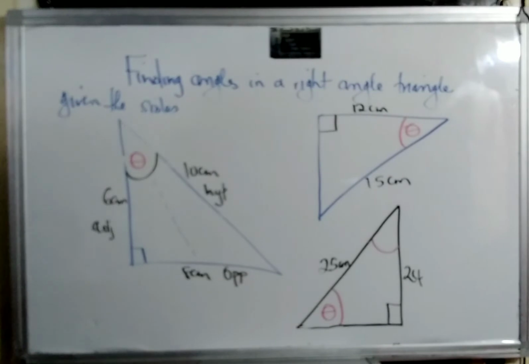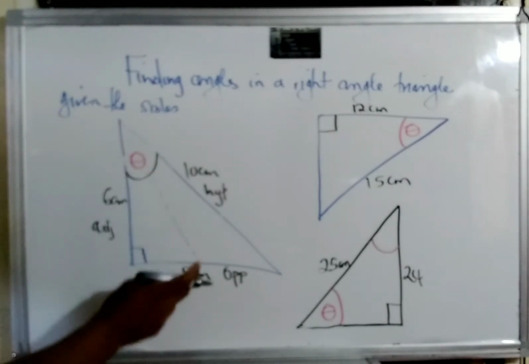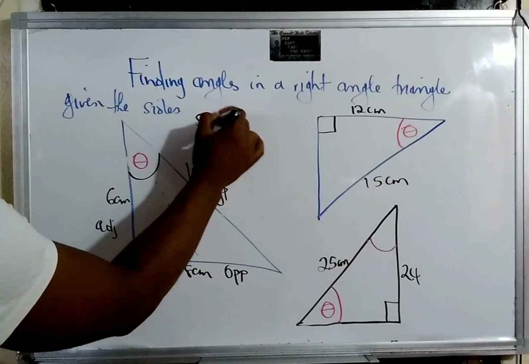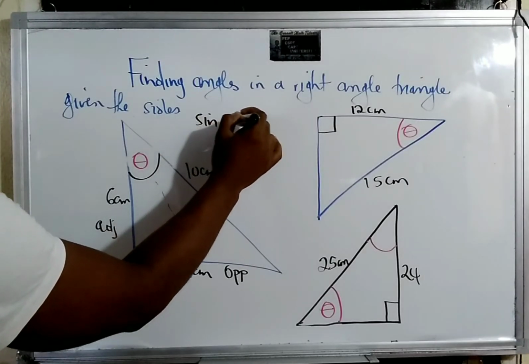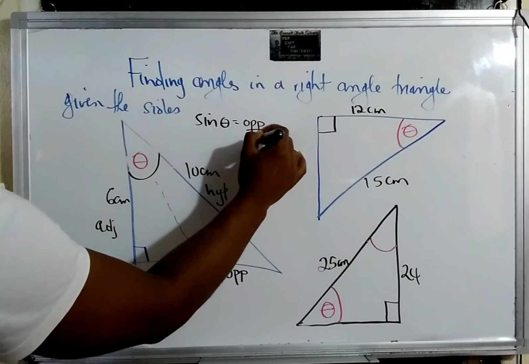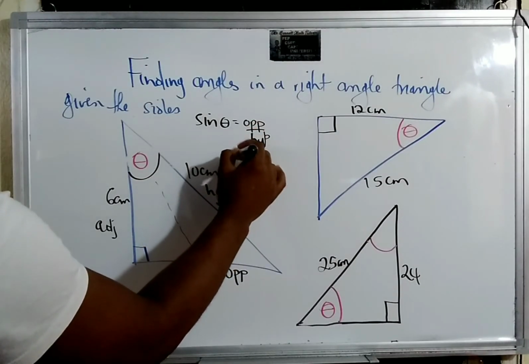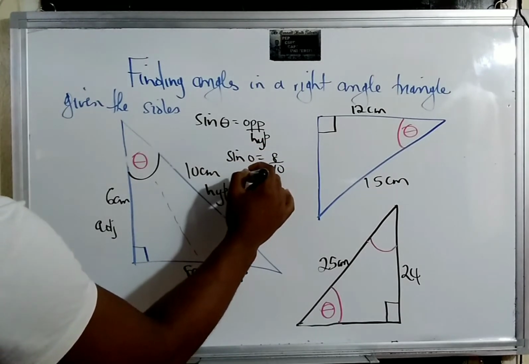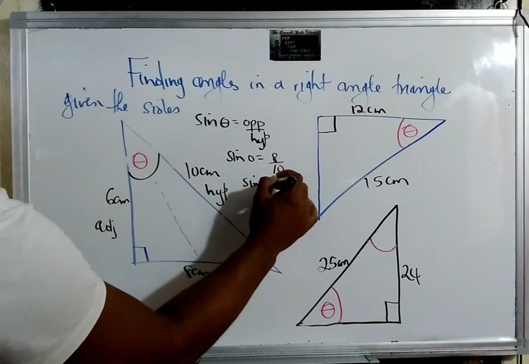What we're using is a trig ratio, so we could use opposite over hypotenuse, so that would be sin, right? So sin theta, the angle we're looking from, opposite over the hypotenuse, is equal to 8 over 10. So it would be sin theta equals 0.8.